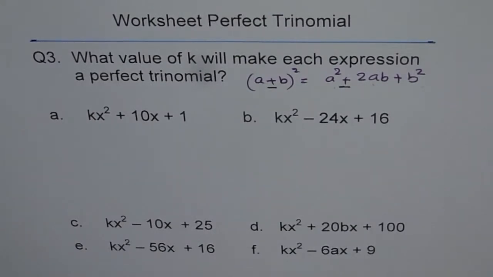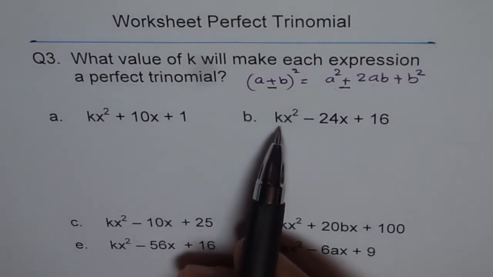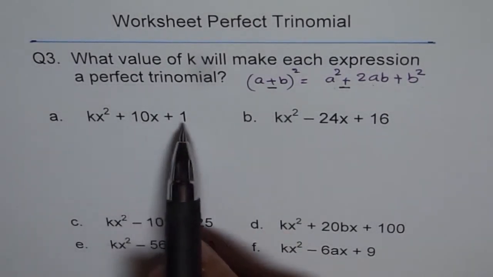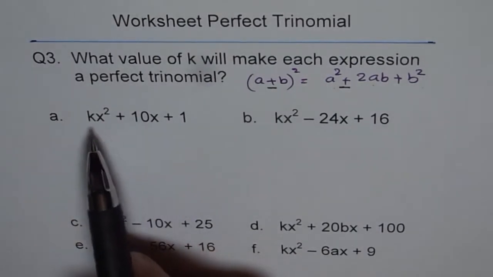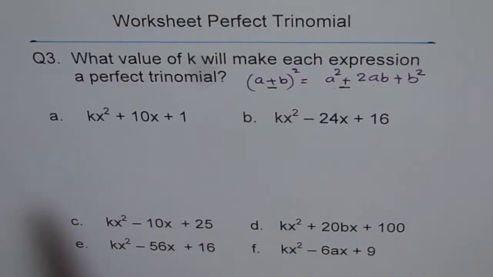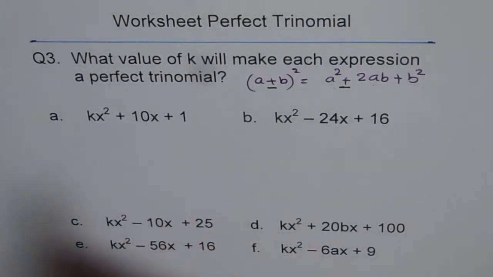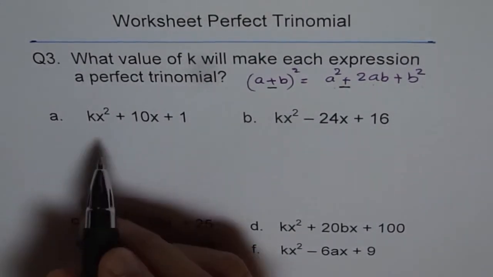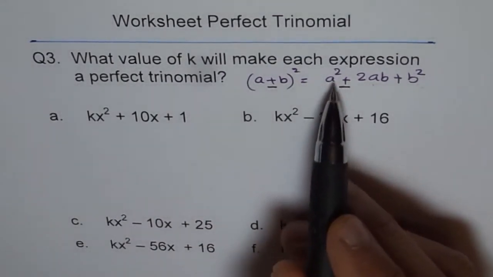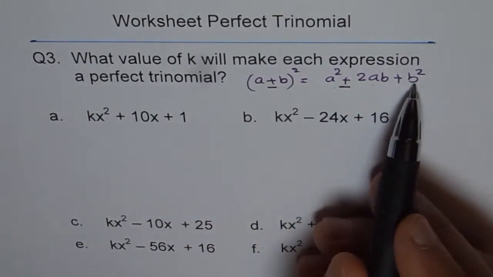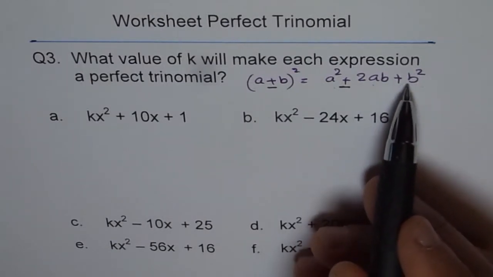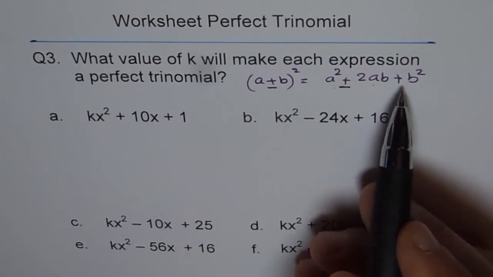Now in this worksheet, we have 6 examples. I'll do 2 of them for you, rest you do, right? Now here, the value of k you have to find so that you can make this a perfect trinomial. And k is in the first position for us this time. In the other two, it was in the middle and in the last position. So we'll try to write this in the form a square plus 2ab plus b square, and then by comparison, we'll find the value of k. That is the strategy.